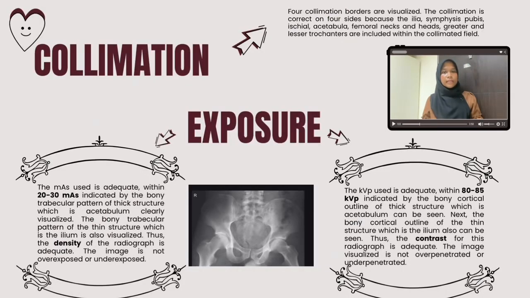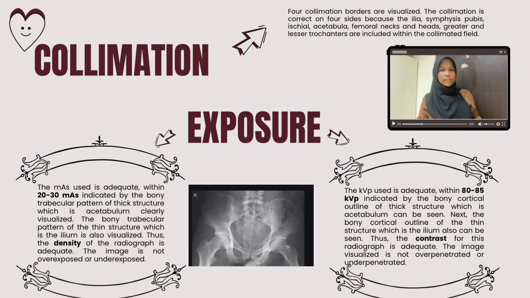For the collimation, 4 collimation borders are visualized. The collimation is correct on 4 sides because the ilia, symphysis pubis, ischial, acetabula, femoral neck and head, greater and lesser trochanter are included within the collimator field.